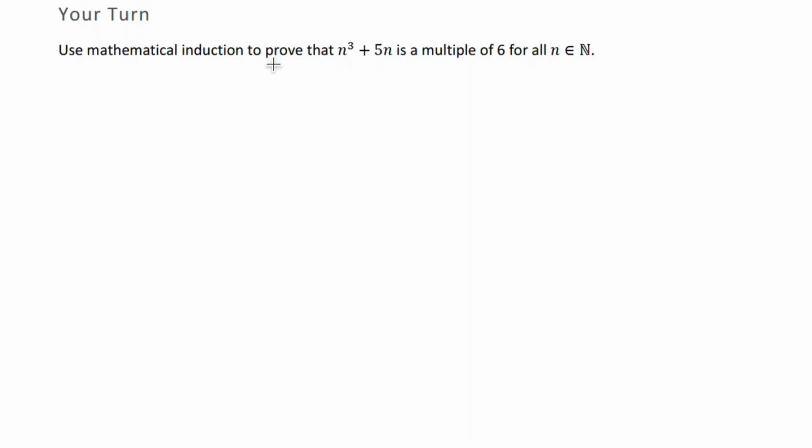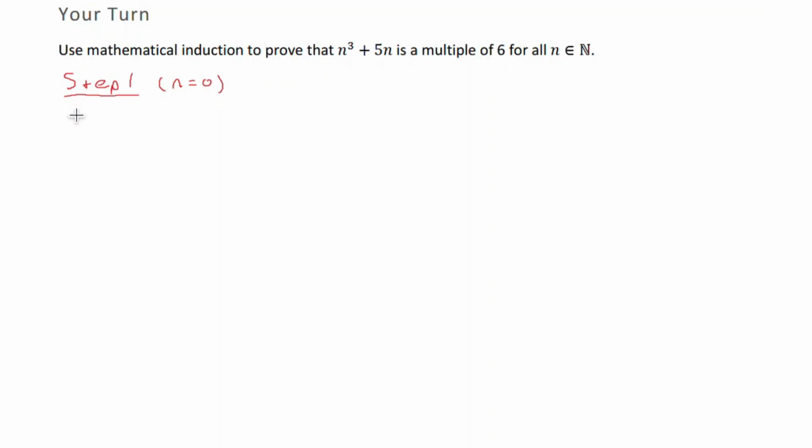Use mathematical induction to prove that n cubed plus 5n is a multiple of 6 for all n in the natural numbers. So as long as n is a natural number, this should be a multiple of 6. As always with proof by induction, we start with step 1, which is our base case, which in this case is when n is equal to 0 because we're in the natural numbers.